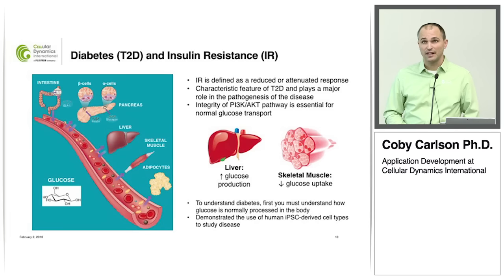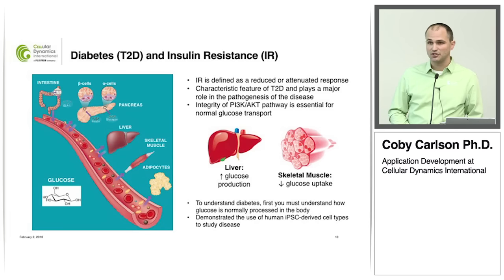And to understand a little bit more about it, not just at the physiological level, but leading into the next part of the talk, the PI3K AKT pathway is really important. And it's essential for normal glucose transport. So, like I said, to understand diabetes, we want to understand how the cells normally process and handle glucose. And iPSC technology gets you access to these human cell types to really study the relevance of this.